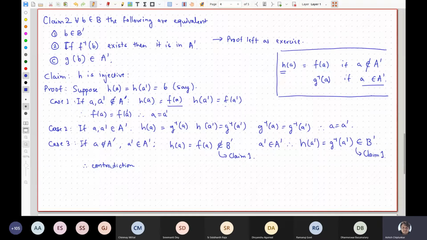Right, so what is claim 2 saying? If B is in B prime, then the following three are equivalent. So if F inverse B exists, then it is in A prime. Now we have that B is not in B prime. So what is the negation of this statement? The negation of this statement is F inverse B exists and it is not in A prime. Right, so the negation of P implies Q is P and not Q. This can also be written as F inverse B doesn't exist or it is in A prime.